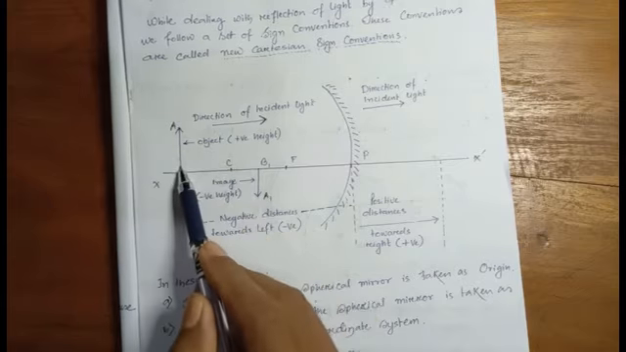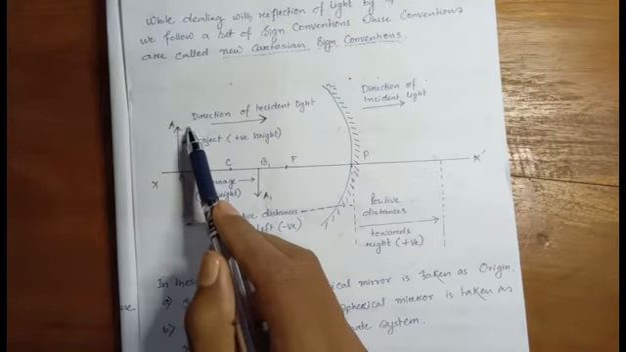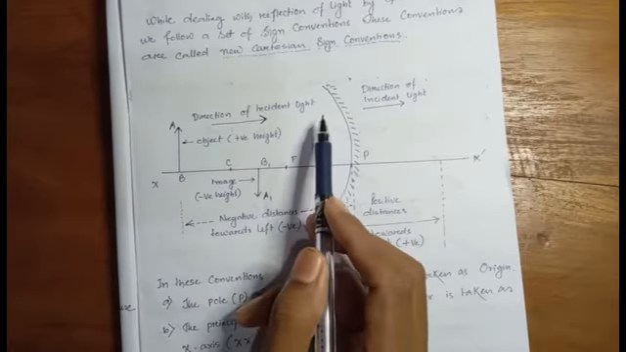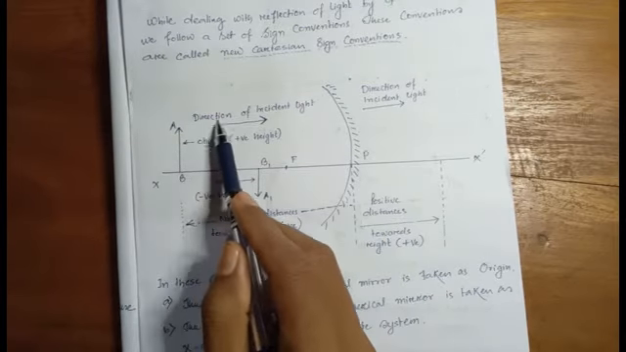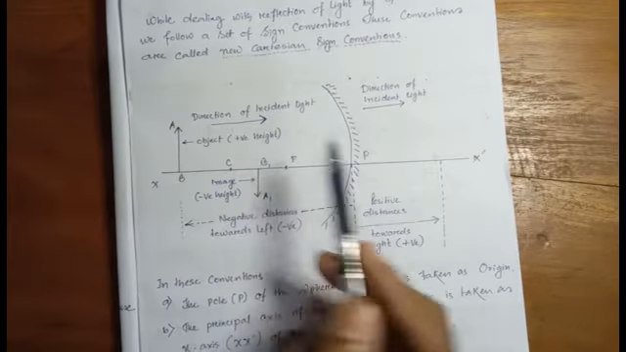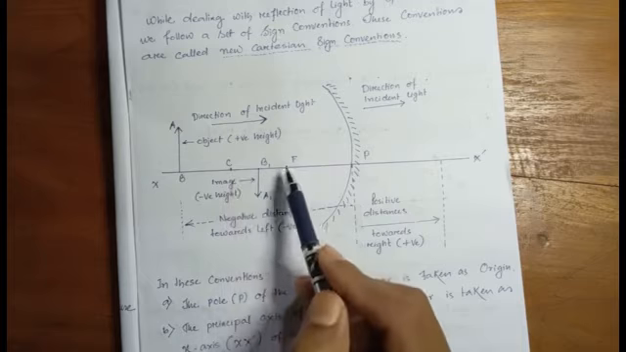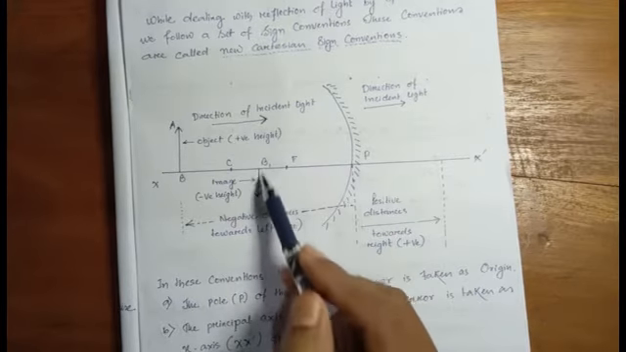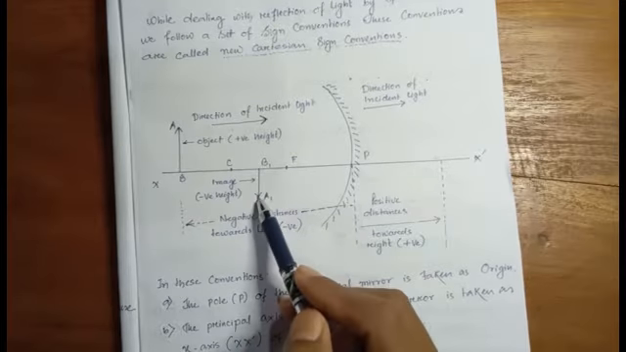Suppose here AB is the object and the light comes from the object AB in this direction, left to right. I have written the direction of incident light. This AB is the object, and it has a positive height. C is the center of curvature, F is the principal focus, and here A1 B1 is the image.